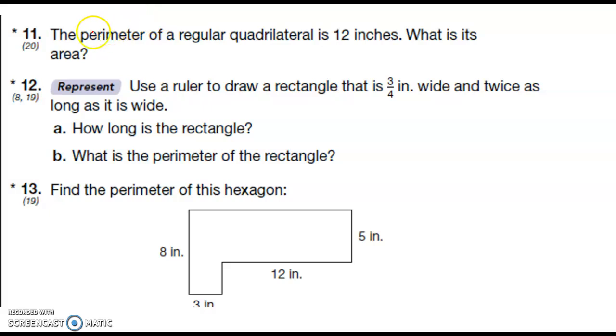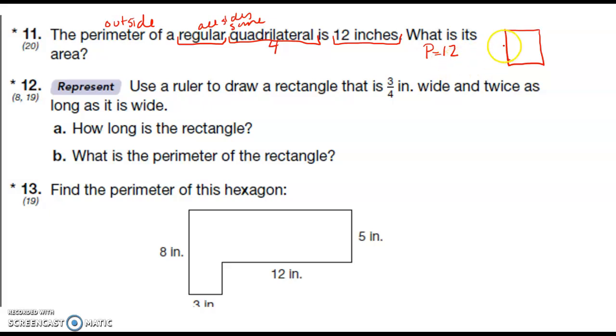All right, number 11, what is the perimeter? So this is the outside measurement of a regular quadrilateral, meaning all sides the same. Quadrilateral meaning 4-sided figure, that's 12 inches. So I have a 4-sided figure, all sides are the same. That's a square. The perimeter is equal to 12, and if each of these sides are the same, then the perimeter is equal to 4s.